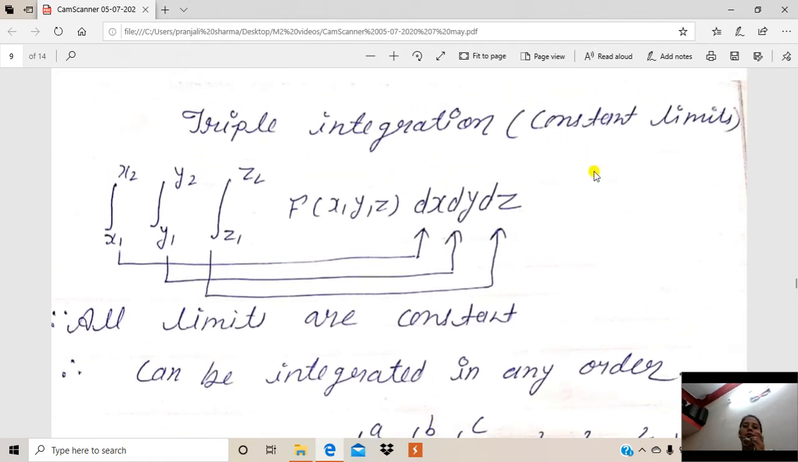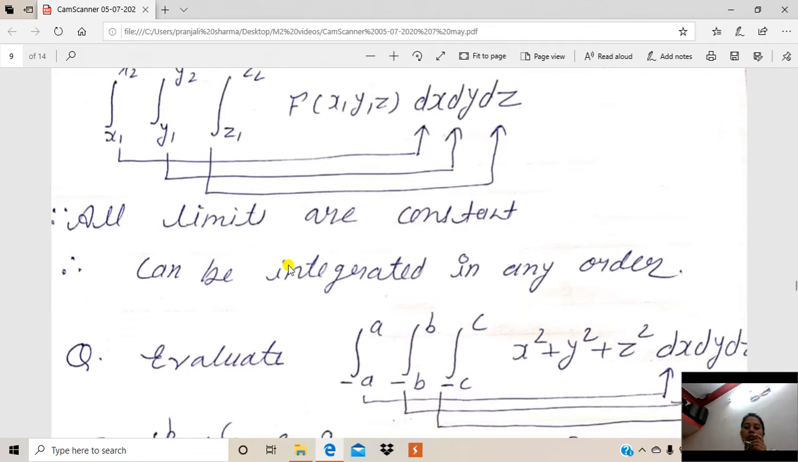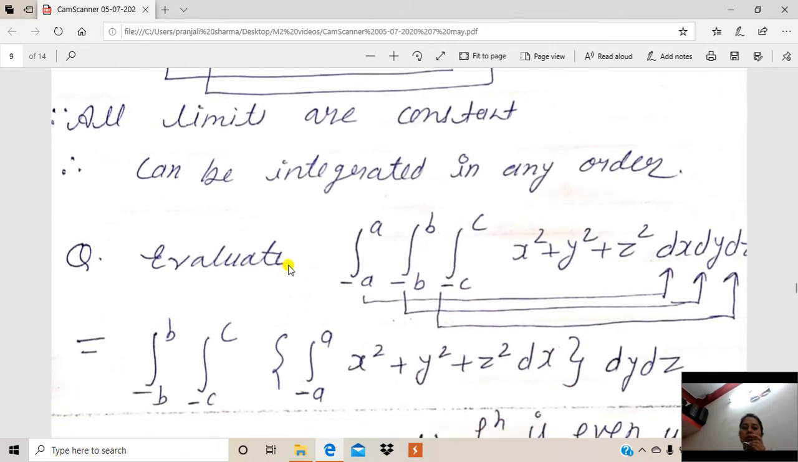Starting with triple integration with constant limits. Let f be a function of x, y, and z, and it is to be integrated with respect to x, y, and z between the limits x1 to x2, y1 to y2, and z1 to z2, where x1 to x2 are limits of x, y1 to y2 are limits of y, and z1 to z2 are limits of z, and all the limits x1, x2, y1, y2, and z1, z2 are constants. Then the integral can be evaluated in any order. Let's understand by some examples.